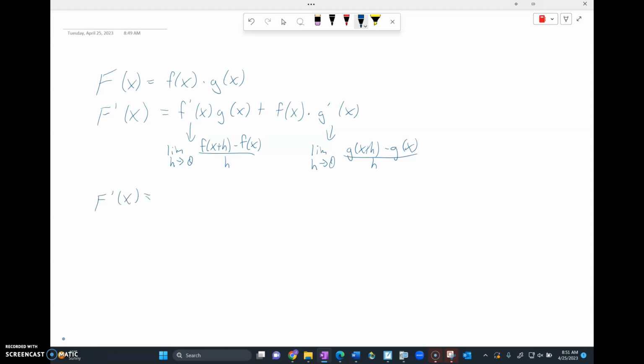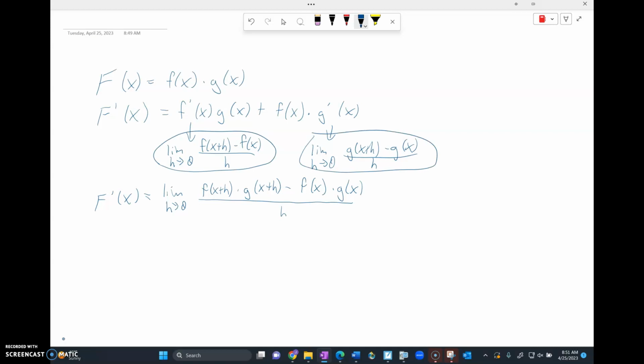So with that in mind, if we go through and look at the derivative of f of x times g of x, that's going to be the same thing as the limit as h goes to 0 of f of x plus h times g of x plus h, minus f of x times g of x, all over h. So what we want to do is make some rearrangements, bring in some stuff, so that we end up with those two limits as parts of our new limit down at the bottom.